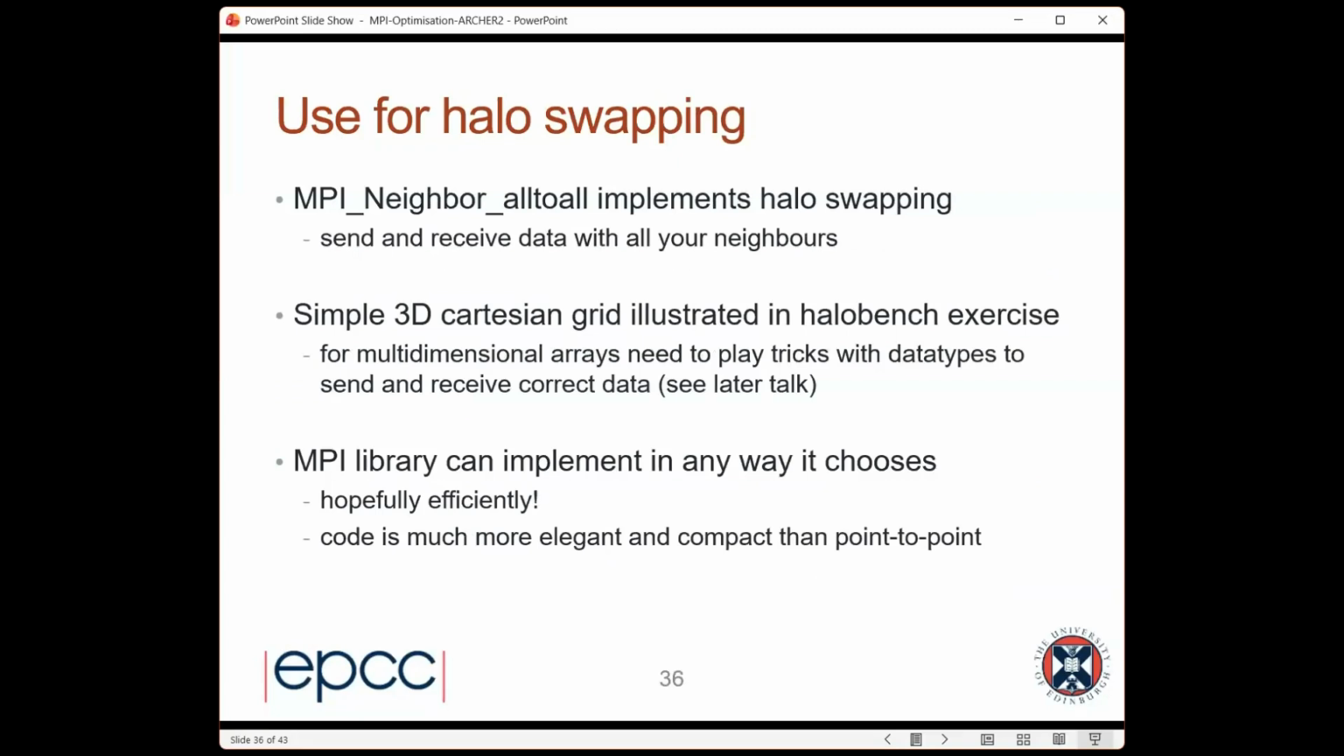So MPI neighbor all-to-all is this collective communication which allows you to do halo swapping in n dimensions with a single call. The code is more elegant and more compact than point-to-point. In practice, it's not much more efficient, but I'm just mentioning it because it's something you may see in more modern codes.